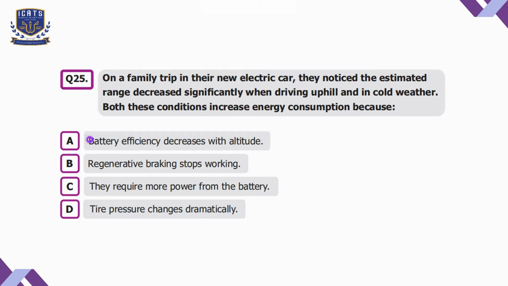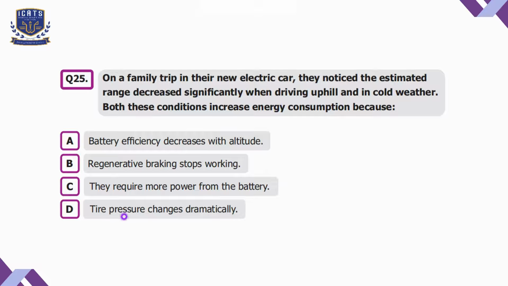So let's check our options. Option A is battery efficiency decreases with altitude, which is not correct because battery efficiency is basically affected by temperature, not altitude alone. Option B is regenerative braking stops working, which is also not correct because regenerative braking may be less effective in cold weather but does not fully stop, and it is not the basic reason for range loss. Option C is they require more power from the battery. So this is our correct option because they need extra power from the battery due to cold weather and as the car is moving uphill.